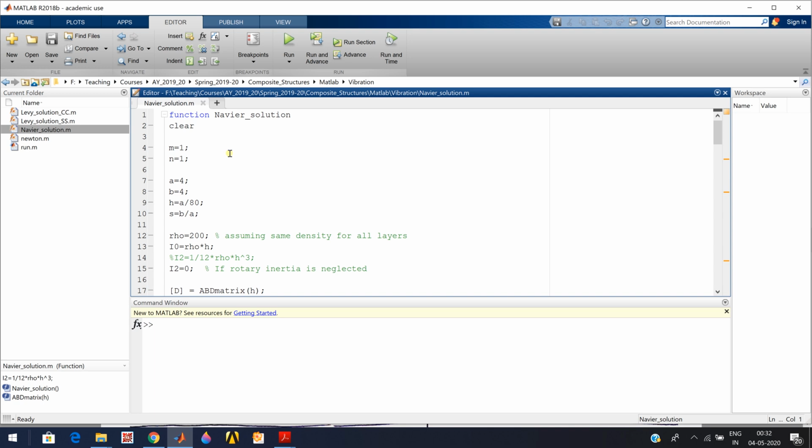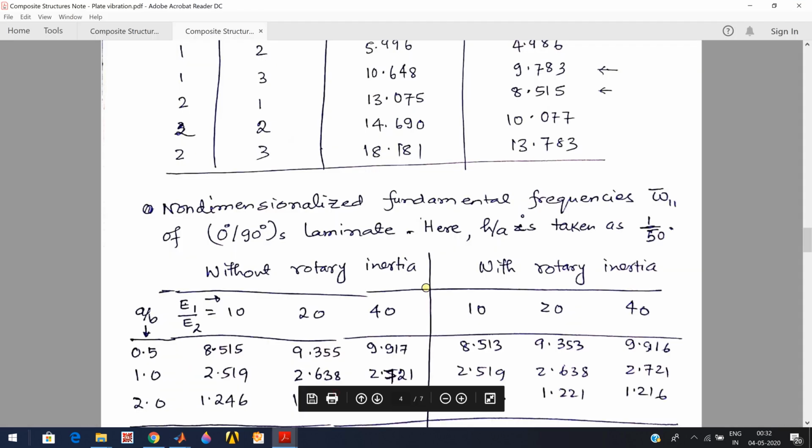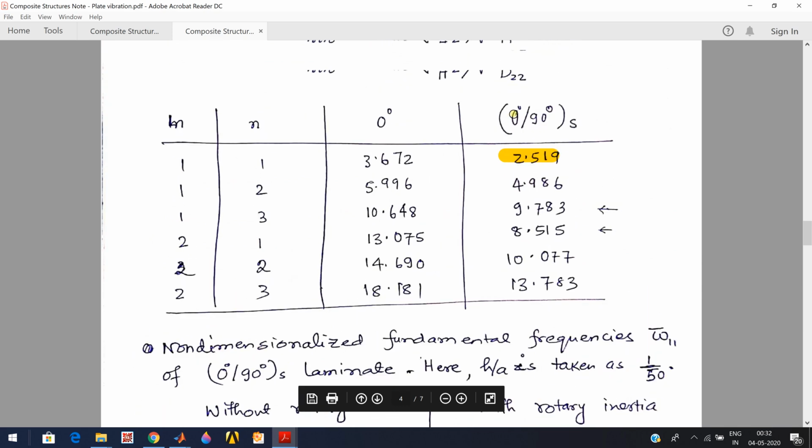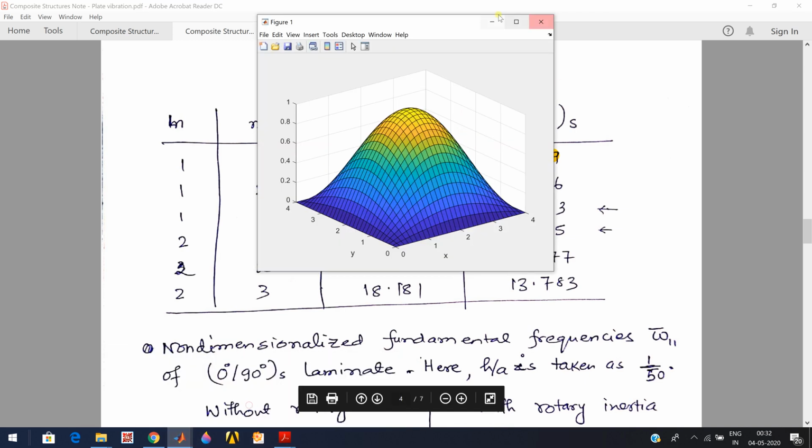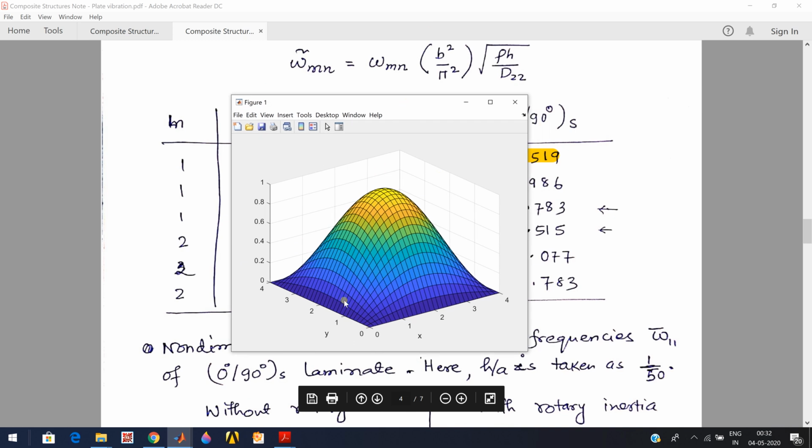So now if I run for the first mode, I get 2.5193, and if we refer to this, yes, I have already highlighted 2.519, we report it here, and you can see the mode shape. So it is one sine wave here, another sine wave. This is sometimes called a half sine wave, because it's the positive side of the sine wave, one half sine wave in both directions x and y.